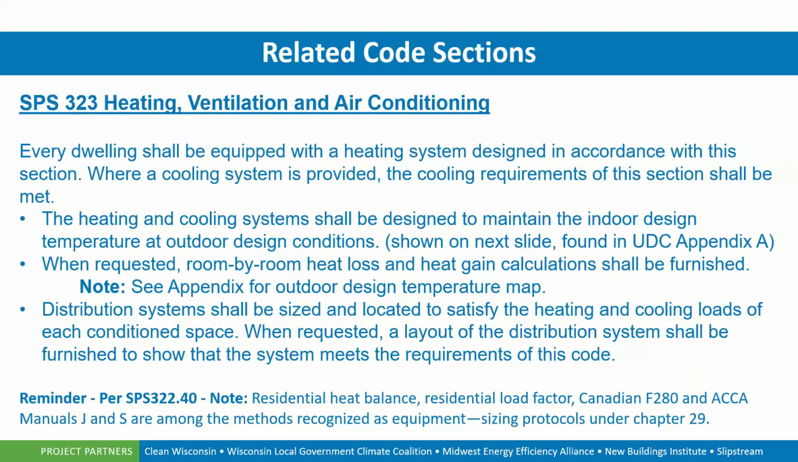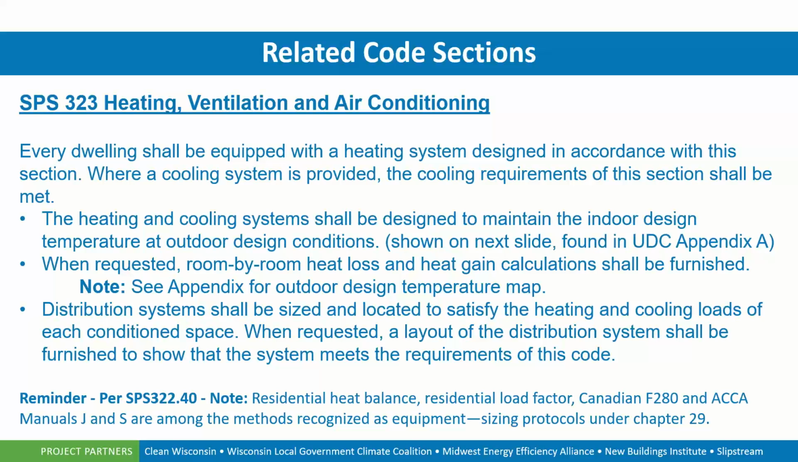Every dwelling needs to be equipped with a heating system per SPS 323. When a cooling system is provided, you must meet the sections of the code. The heating and cooling system should be designed to maintain the indoor design temperature at outdoor design conditions, and we'll show that on the next slide, which can be found in UDC Appendix A.